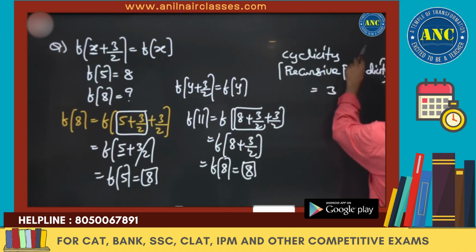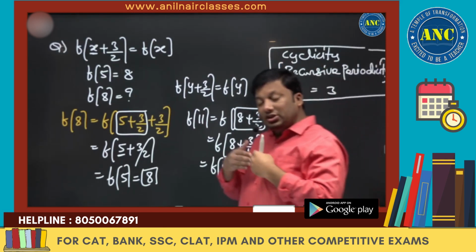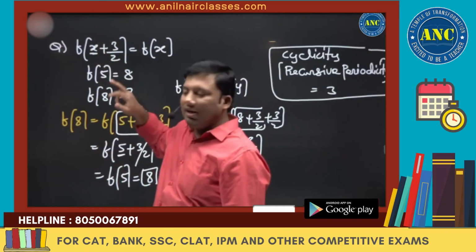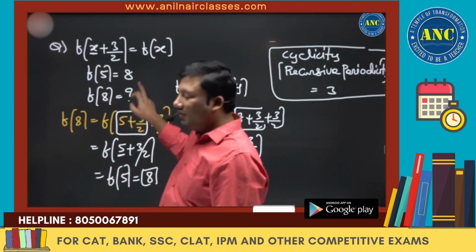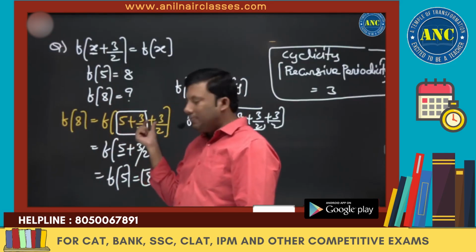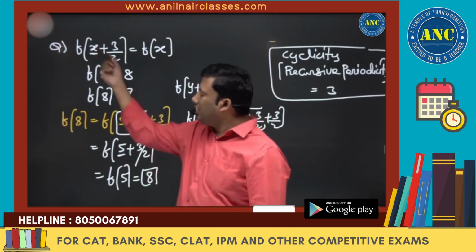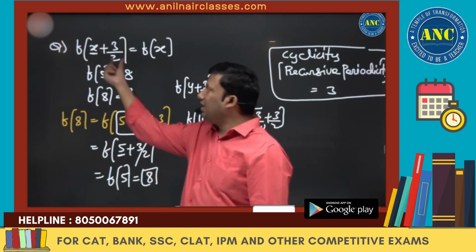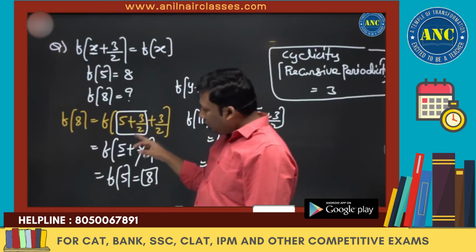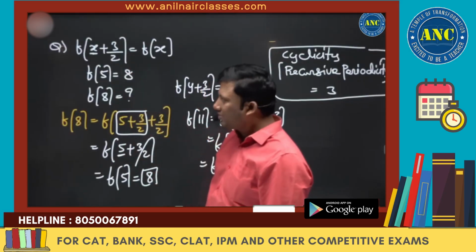Recursive periodicity, it is 3. That means after an increase of 3, the value remains the same. F of 5 is 8. F of 8 I require. 8 is 5 plus 3 by 2 plus 3 by 2. If I put 5 plus 3 by 2 as z, f of z plus 3 by 2 is equivalent to f of z. So 5 plus 3 by 2, again 5 is substituted in terms of x.